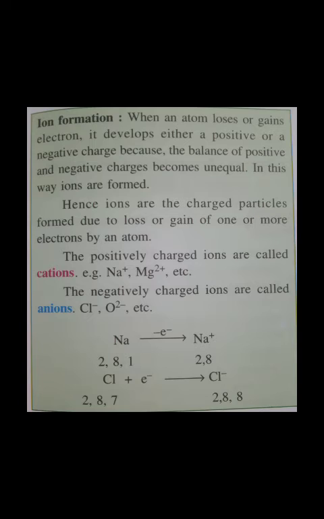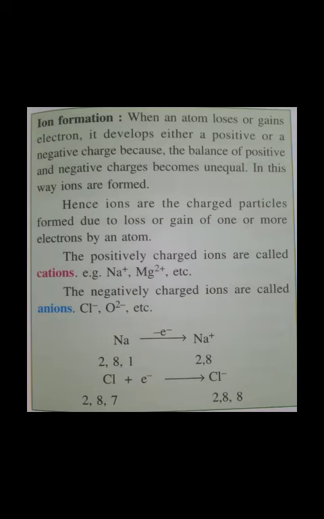Examples are Na+, showing one electron is lost. Mg2+ means two electrons are lost. And the ions with positive charge are called cations, and with negative charge are called anions. That is Cl-. Cl- means one more electron is added to this atom. O2- means two electrons are added to this atom. Na, one electron lost, will become Na+.